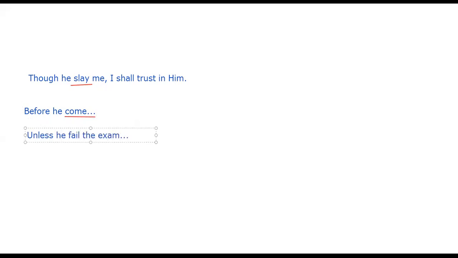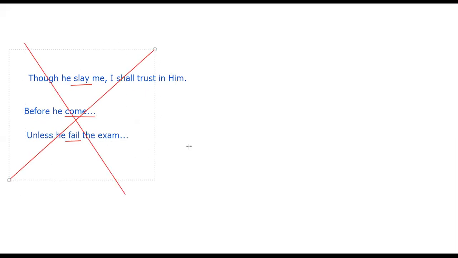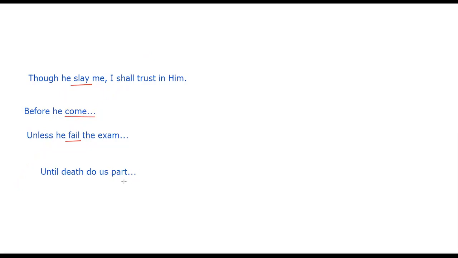So in the past, you could say something like, "unless he failed the exam," instead of "unless he fails the exam." But again, people don't talk like this anymore, outside of fixed expressions such as "until death do us part," which basically means until death separates us. In that case, people would still keep that subjunctive "do," not "until death does us part." But that's a fixed expression.